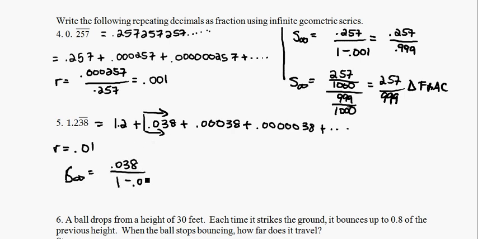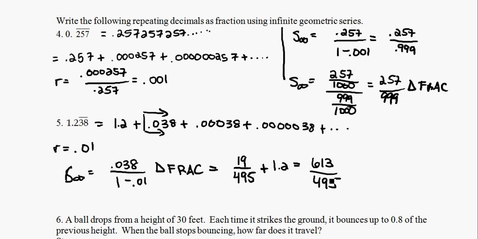So therefore, my infinite sum is going to be equal to 0.038 over 1 minus 0.001. I hit my frac button in my calculator, which is equal to 19 over 495. Add that to this non-repeating part, 1.2, and courtesy of my calculator, it is 613 over 495.